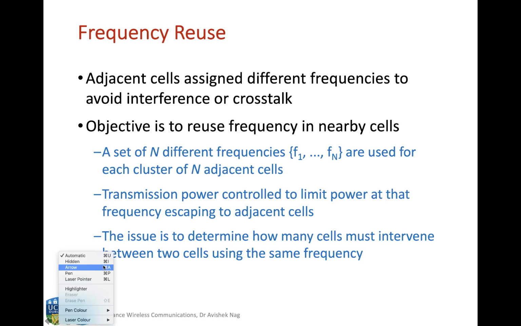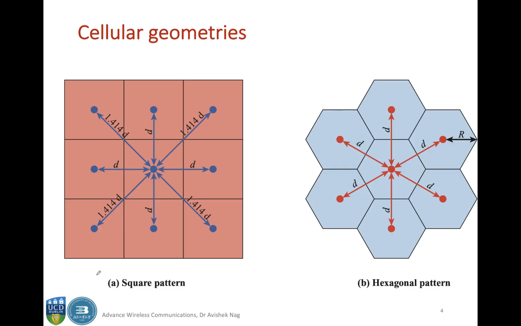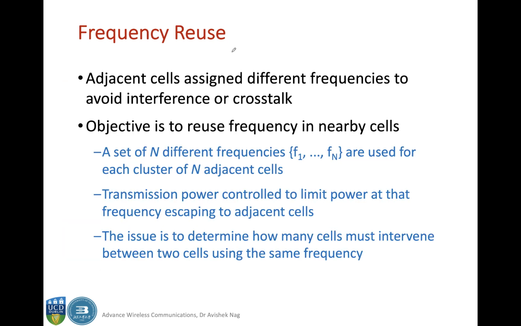So in frequency reuse, basically, as you saw, we have hexagonal geometry. So adjacent hexagonal cells are assigned different frequencies to avoid interference or crosstalk. Okay, so let's imagine that you have this type of geometry, and if this cell, let's say, is using a frequency range centered around f1.